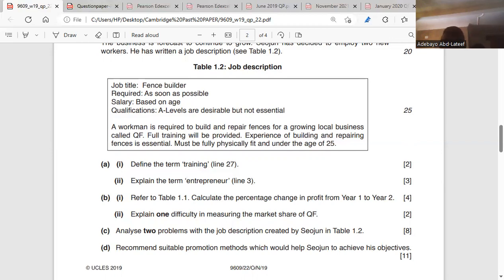So go to D. Recommend suitable promotion methods which could help the student achieve his objective. There are different methods you can use. You can use internet, newspaper, magazine, you can even use discounts. But I choose internet and newspaper advertising.